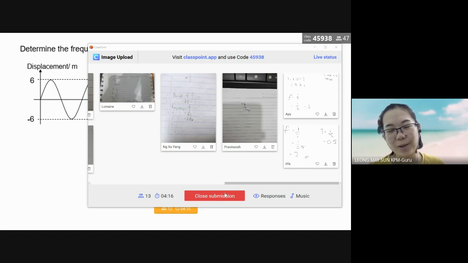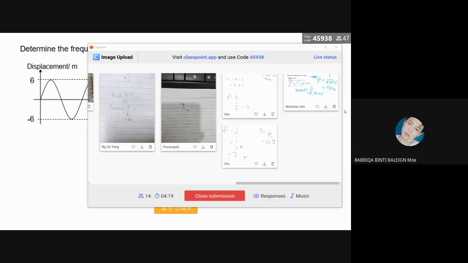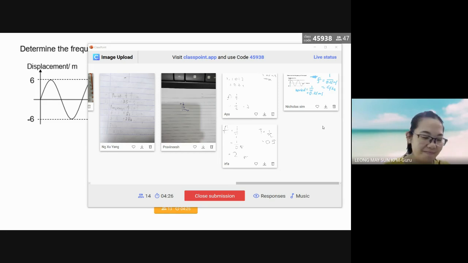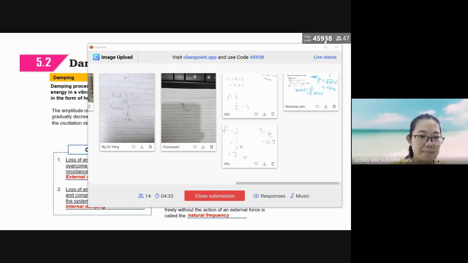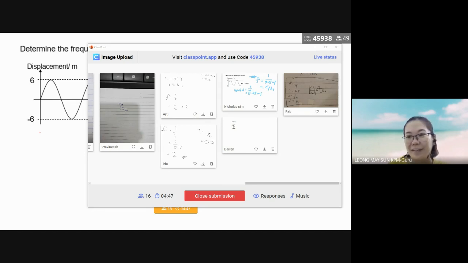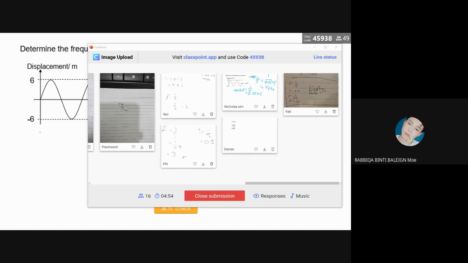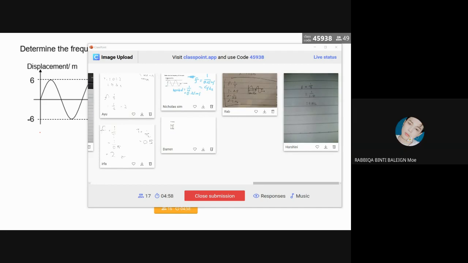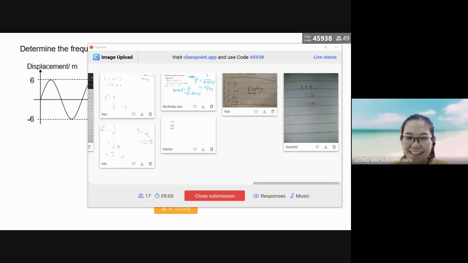Okay, I'm going to close submission. I noticed no one noticed the reason. Wait. I'm trying to download the photo. It's very hard to download the photo. Finally, someone got it correct. Chong Wei, not 6 hertz. So the answer is 2 hertz? Nope. It's not? Oh my god. Harshini also wrong already. Alright, I'm going to close submission already.